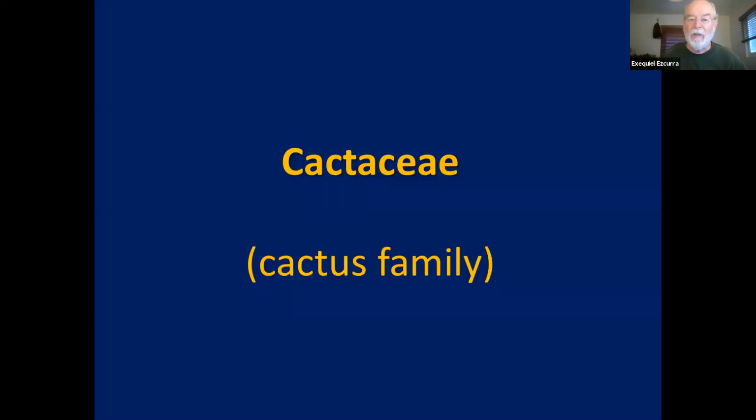And we will discuss today a very interesting family, the family Cactaceae, the cactus family. So let me start moving on to the slides, share screen, and we'll see some fun slides about cacti.